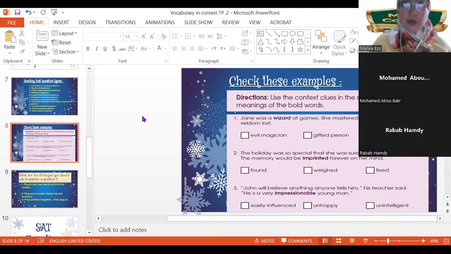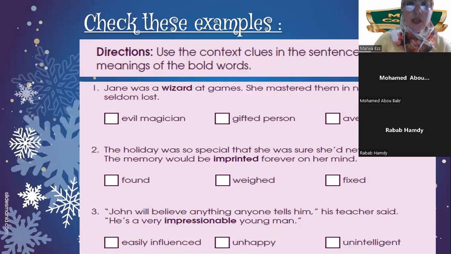Okay. Now I can slideshow it. Now you will check also the three examples here. Use the context clues in the sentences to find the meanings of the bold words in front of you. We should start with the short sentence before the other examples, but because they were answered, I skipped them. Now I give you 2 minutes also to cover the 3 sentences.